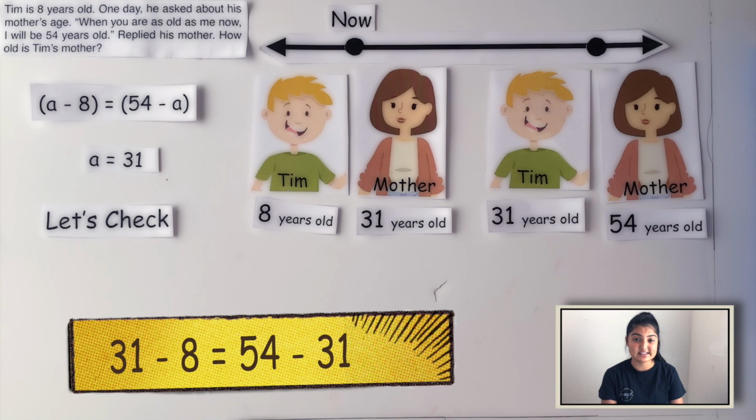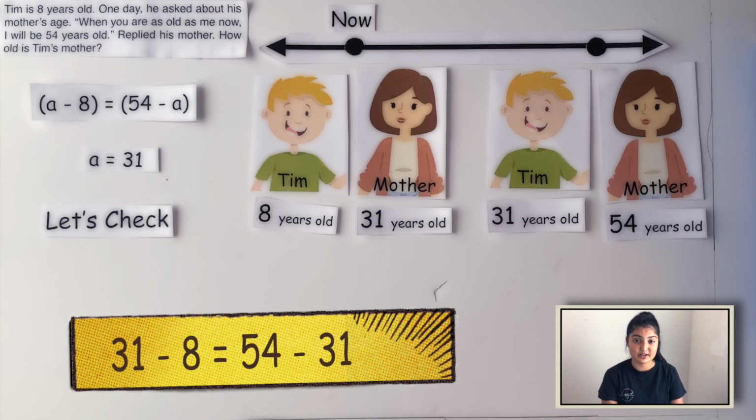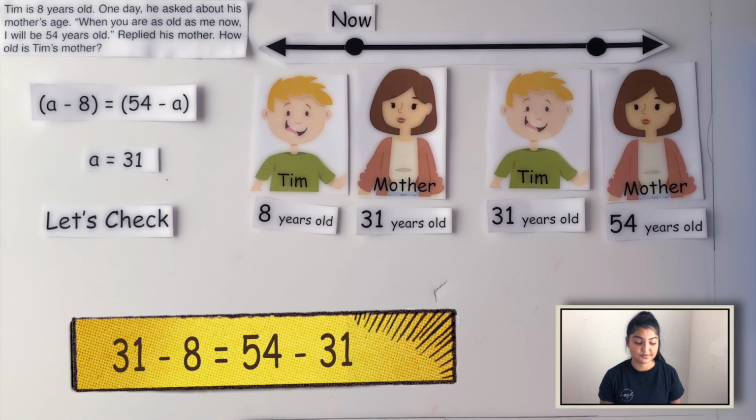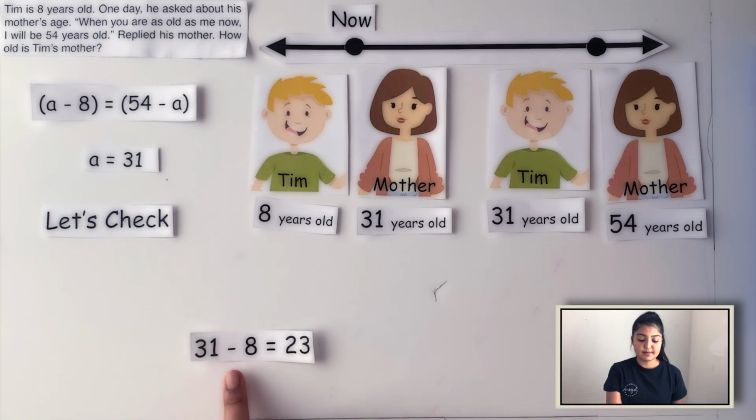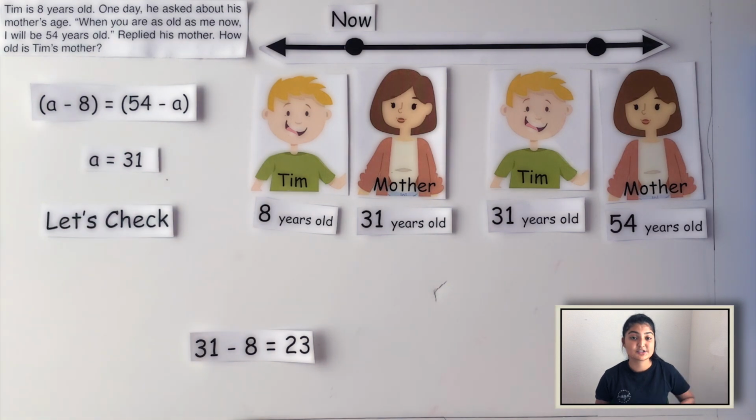So, we can solve 31 minus 8 is equal to 54 minus 31. So let's start by looking at the left side of our equation. 31 minus 8 is 23. So the left side of our equation is 23 when we plug in the value for A.